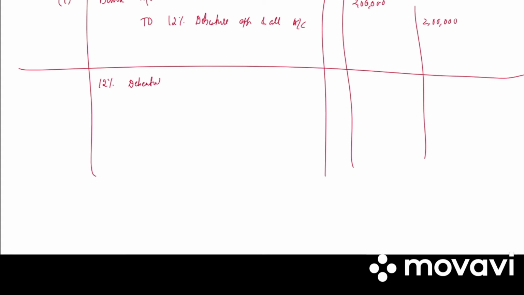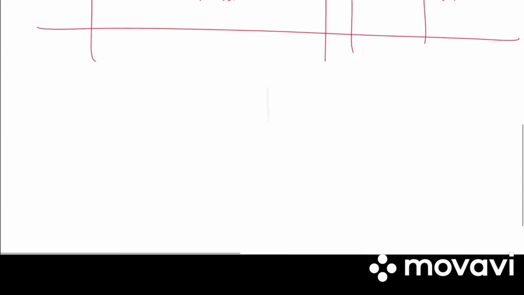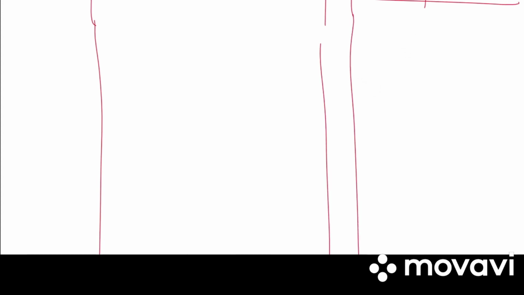Next we have 12% debenture application and allotment account debited to 12% debenture account. 2 lakh debit, 2 lakh credit. Write the narration: transfer of application money to debenture account, issued at par.